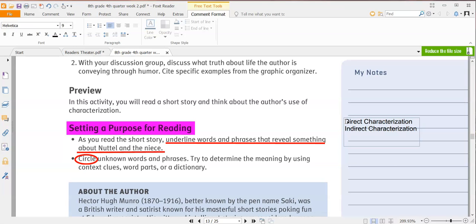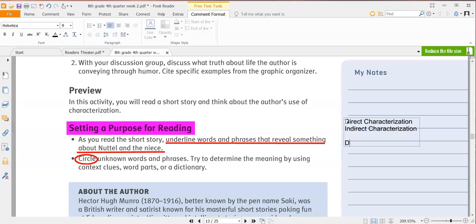So direct characterization is often used to describe how somebody looks in most cases, because mature writing isn't going to describe a personality as much as they're going to show a personality. So when the author is giving direct characterization, they might say straight out, she has black hair that falls in waves on her back, and she has big brown eyes. That would be an example of direct characterization, telling you straight up what that character looks like without beating around the bush.